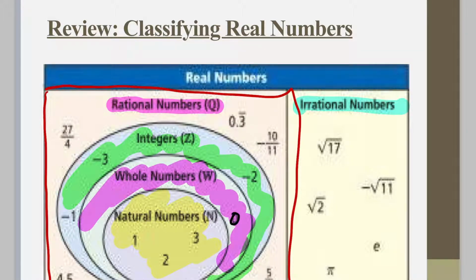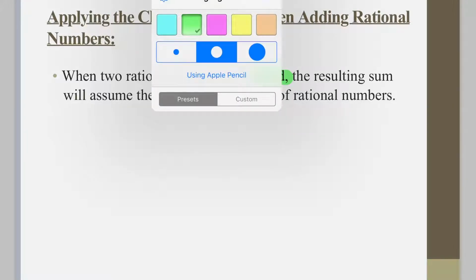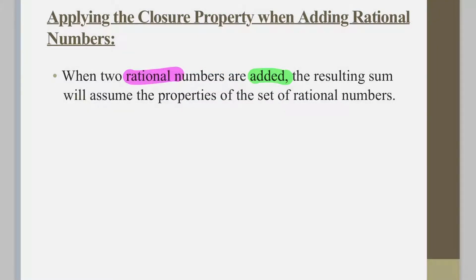At the moment, we're not going to be working with the irrational numbers. So, discussing rational numbers, when two rational numbers are added, remember the closure property holds for addition and multiplication. That's why we really have to highlight added. The resulting sum will take on the properties of the set of rational numbers. So what we have is if we take a rational number and add it to a rational number, we will get the result of another rational number. So it's going to look like this. We have a rational.